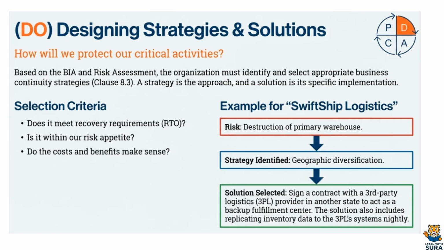Next, in the Do phase, ISO 22301 Clause 8.3, we focus on designing strategies and solutions. Based on the BIA and risk assessment, the organization identifies and selects appropriate business continuity strategies. Does the selected strategy help to meet the RTO? Is it within our risk appetite? Do the costs and benefits make sense? For example, the risk is destruction of the primary warehouse. A strategy is to establish geographic diversification. A solution could be selecting a third-party logistics provider in another state as a backup fulfillment center.